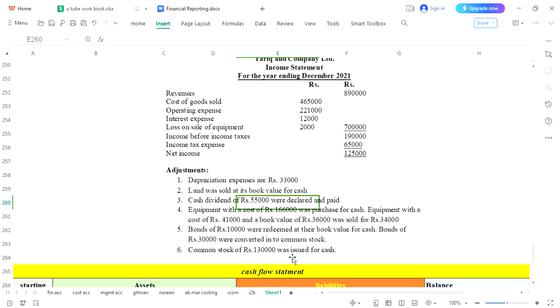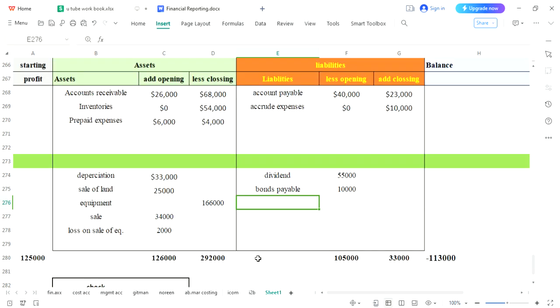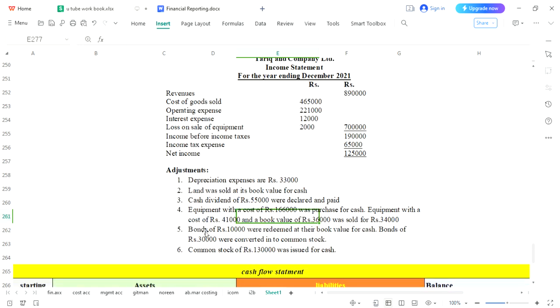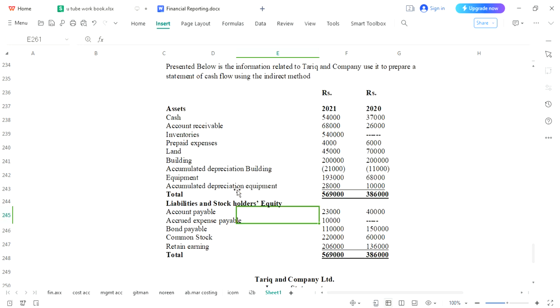Common stock 130,000 issued for cash. It means cash to capital. Cash is coming in, 130,000 increasing, and capital is liability. So to increase, you will choose the add column, and as this was your issued capital, we will write it over here. All adjustments are completed. Now we will see what assets are left.